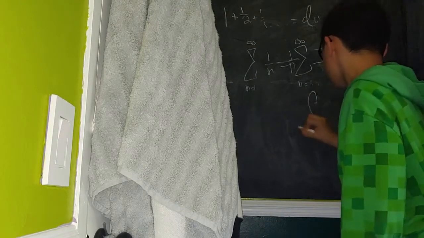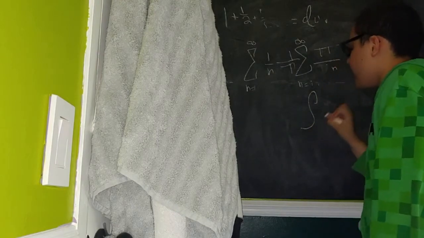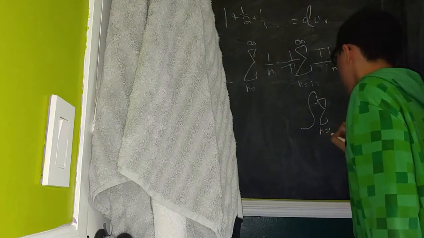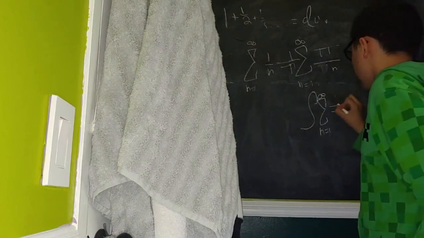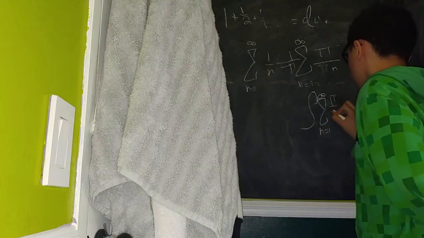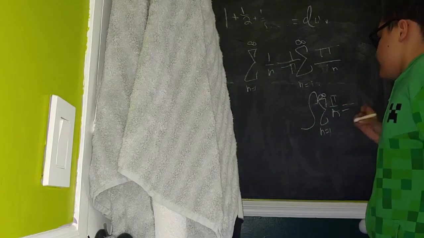Let's turn this into an integral, because at this point I literally have no idea what I'm doing. I don't know how to calculate definite integrals. Let's just integrate it. Don't do that, pi over n. Yeah, this. Integrate this. I don't know. Okay.